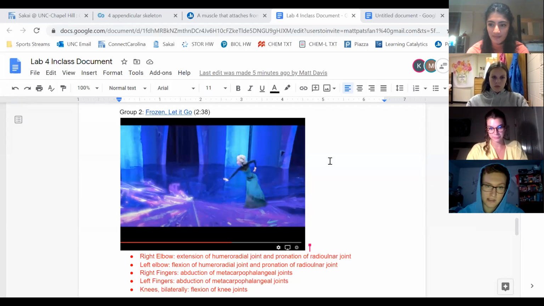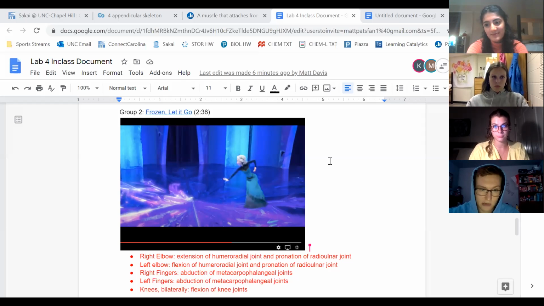For right fingers, they're kind of spread out. You can't really see it, but that would be abduction of the metacarpal phalangeal joints. And we assumed left fingers were also abduction. We couldn't really see it, so we just said the same thing. And then her knees are slightly bent, so flexion of knee joints as well.